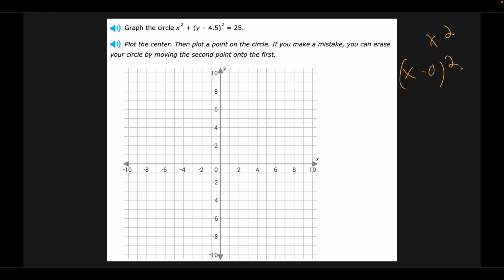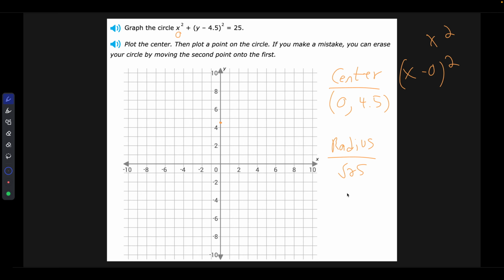And so the center for this circle, let's try that again. The center for this circle is 0, because this is 0, and +4.5, so that would be here on the graph. And then the radius doesn't change here, it's still the same as before. Square root of 25, r equals 5. So we go 5 in either direction. Let's see here, 4.5.